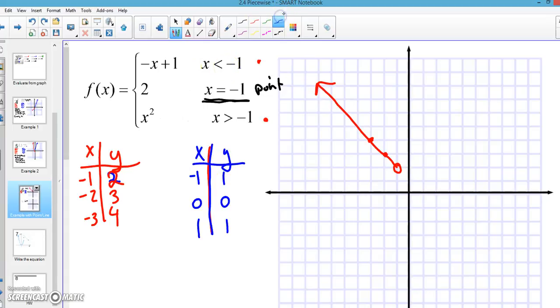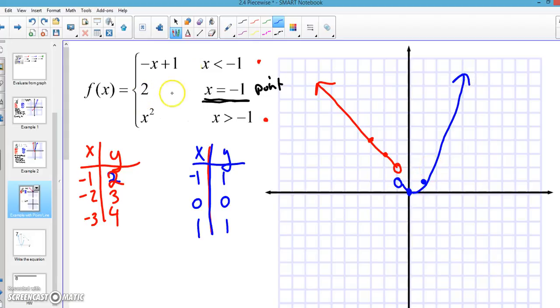Drawing in the blue now. I have (-1, 1), also not included. (0, 0). (1, 1). It's a parabola and should look like that.